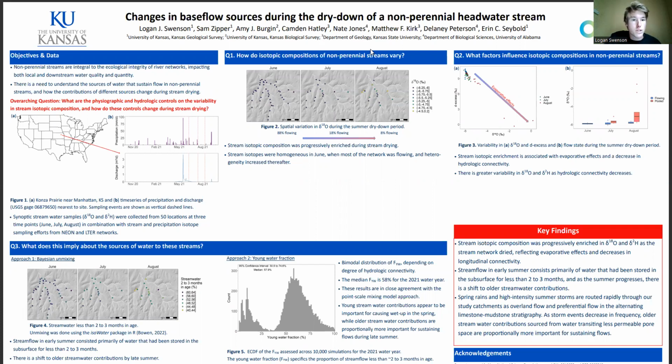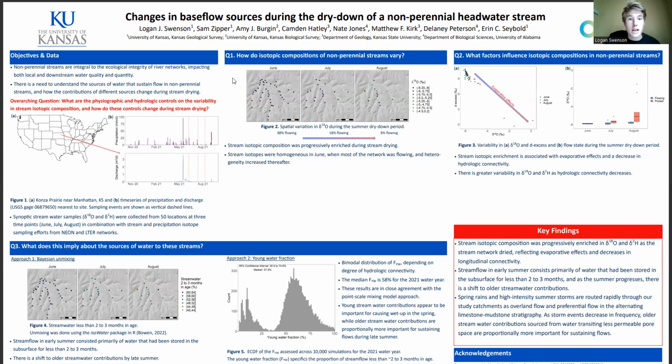So my overarching question was, what are the physiographic and hydrologic controls on the variability in stream isotopic composition, and how do these controls change during stream drawdown? My study site is the Konza Prairie here in Manhattan, Kansas, and I'm looking at stream water isotopes. So this is oxygen-18 and hydrogen-2 that were collected during the dry down, June, July, and August, of a non-perennial stream.